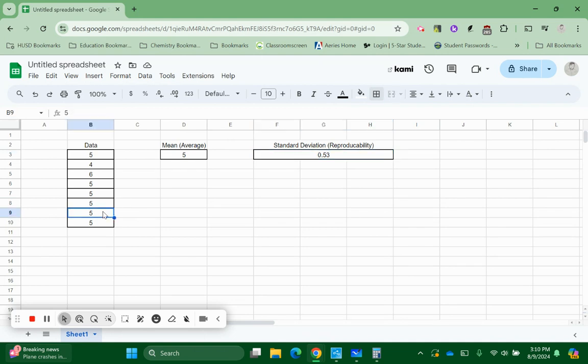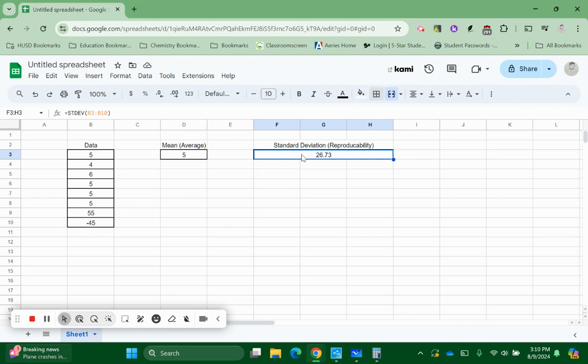But let's change it up a little bit. Let's instead make this 55. That's 50 more than my average. And I'm going to make this negative 45. That's 50 less than my average. So now my average is still 5. If you add all these up and divide it by 8, you're still going to get 5. But my standard deviation is much higher. This shows that my data isn't as reproducible.